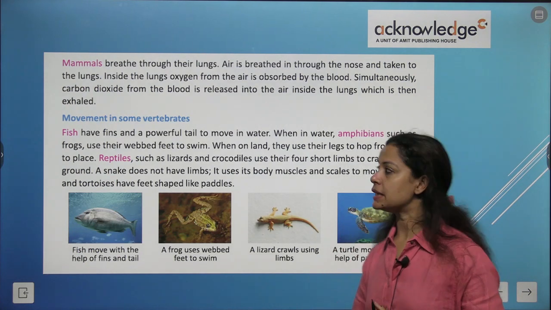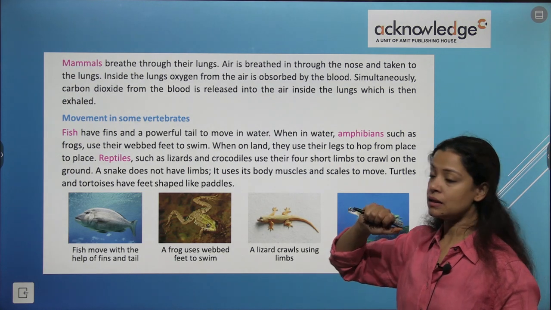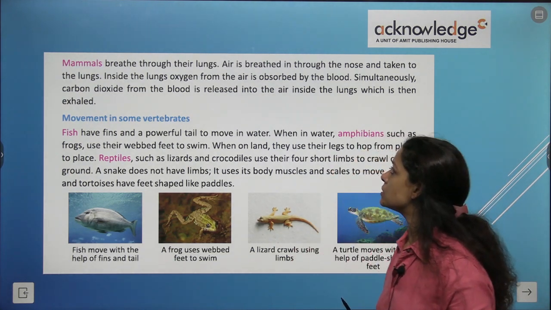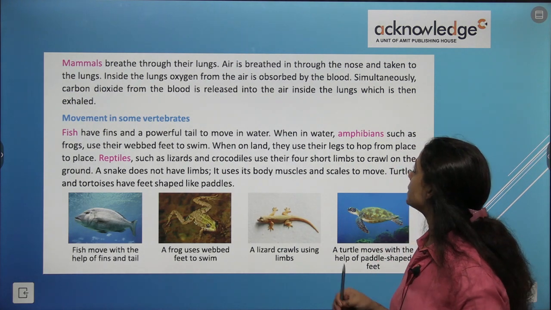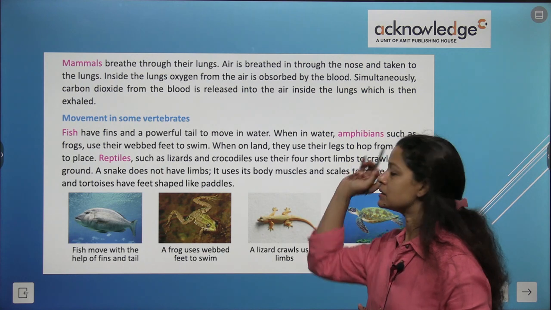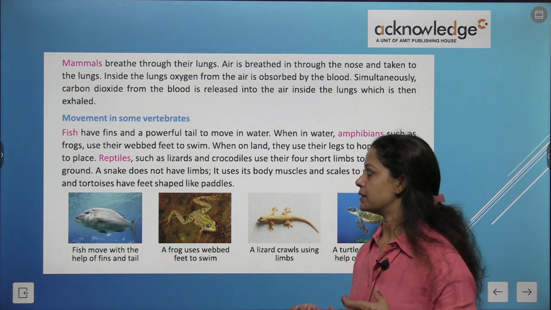Coming to mammals, they breathe through their lungs. Air is breathed in through the nose and taken to the lungs. Inside the lungs, oxygen from the air is absorbed by the blood. Simultaneously, carbon dioxide from the blood is released into the air, and this is how the respiration process takes place.